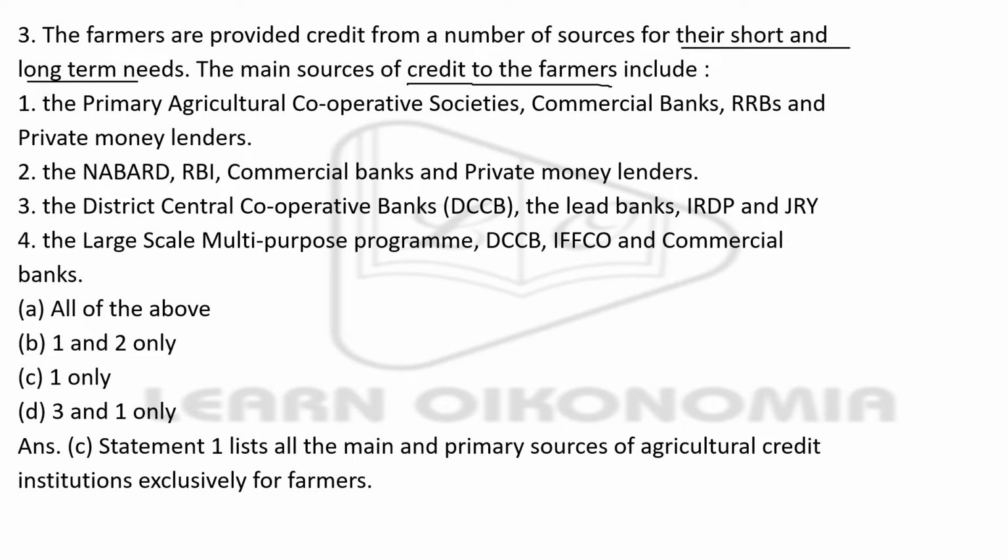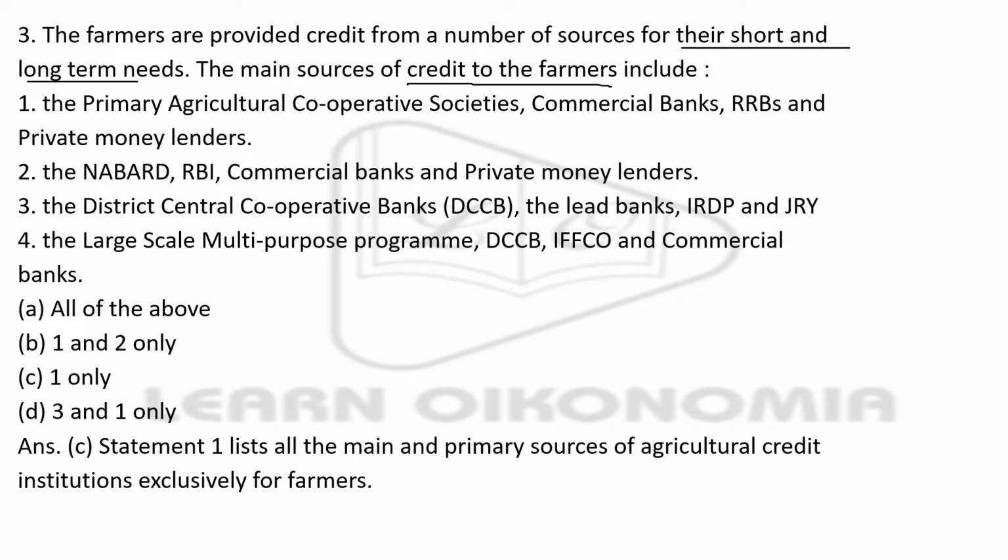And the options are primary agriculture cooperative societies, commercial banks, RRBs, and private money lenders. Then you have NABARD, RBI, commercial banks, and private money lenders forming another set. Then you have district central cooperative banks, lead banks, IRDP and JRY forming another set.